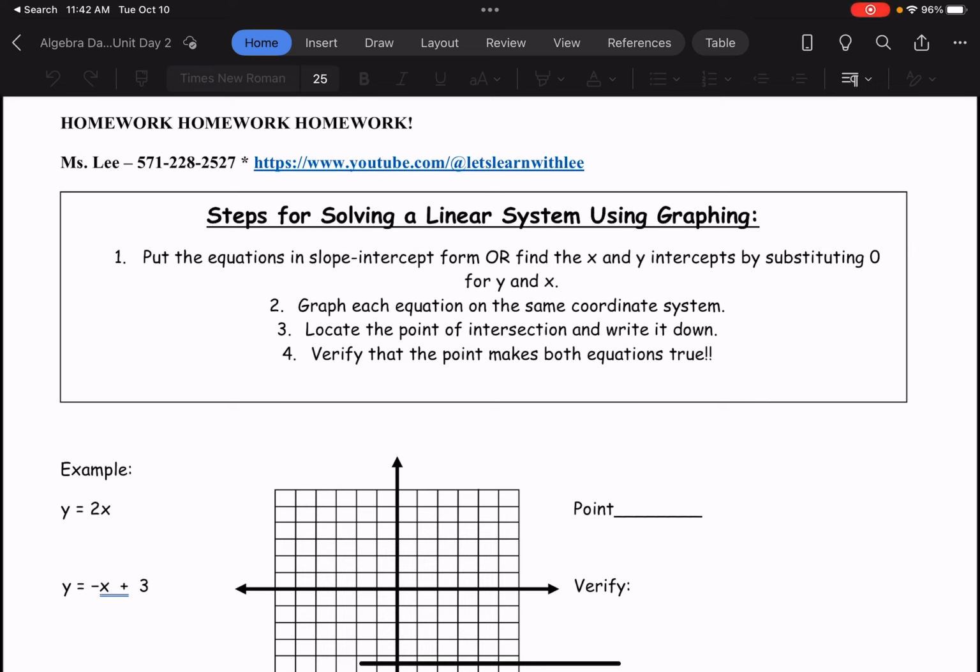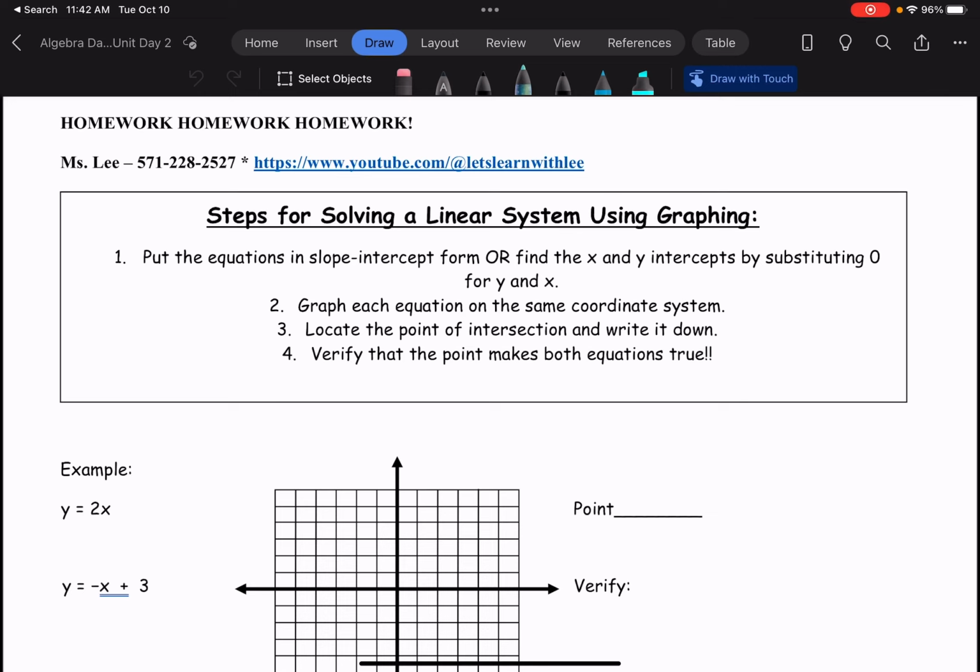Today's homework is a review of solving linear systems of equations, because we're going to be solving inequalities. And when we do that, you need to be able to graph just a regular line super well. So I'm going to go through the steps, which I put at the top of your paper so you have them as well. When we are graphing, there are two ways that you can do it.